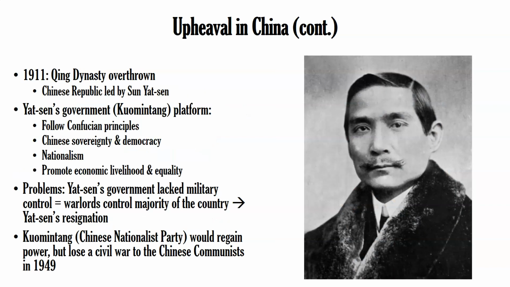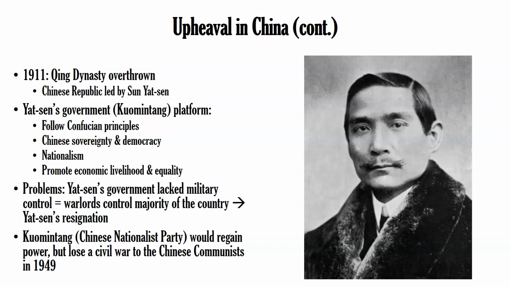So continuing along in China, even though at the turn of the century there was support from the Boxers and a significant group of people for the Empress Dowager and returning to old ways, this doesn't last. And the Qing dynasty is ultimately overthrown in 1911, and a republic is set up in China led by Sun Yat-sen. Now, his party, the Nationalist Party, or the Kuomintang, follow a platform of traditional Confucian principles of loyalty and morality. They want Chinese sovereignty and democracy and to push out the foreign influence so they can prove themselves. They want to focus on nationalism and support specifically for the Nationalist Party. And they want to promote economic livelihood and equality so that the people themselves can start to achieve and advance.